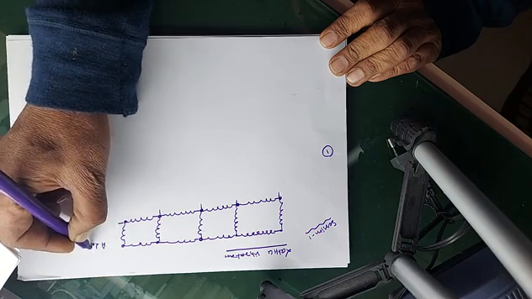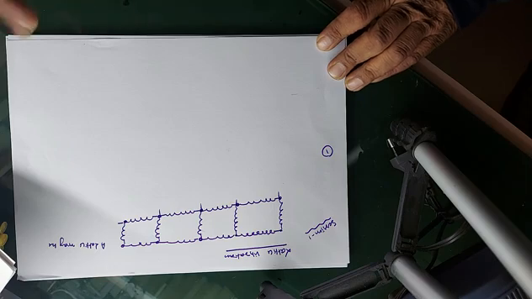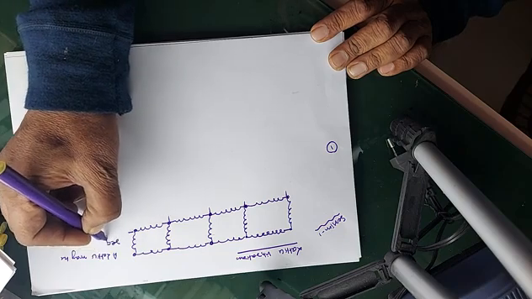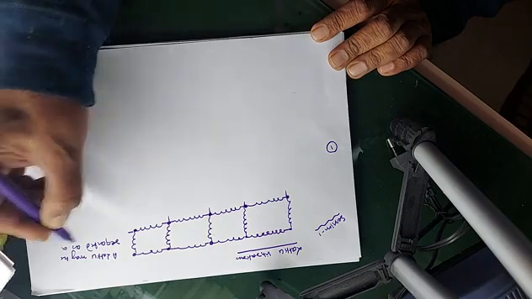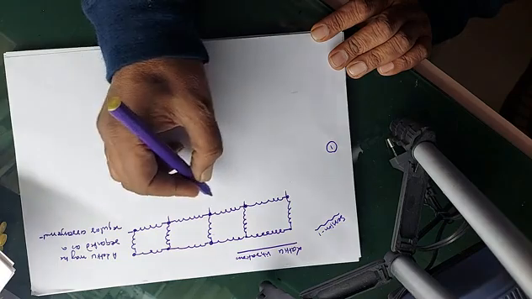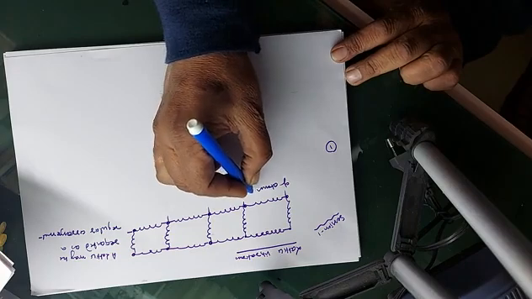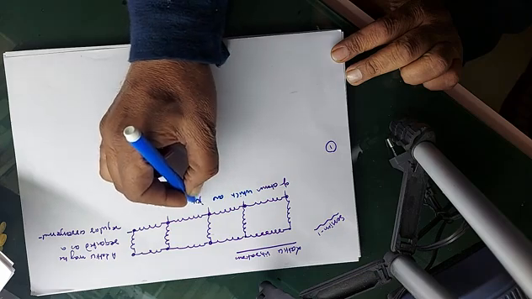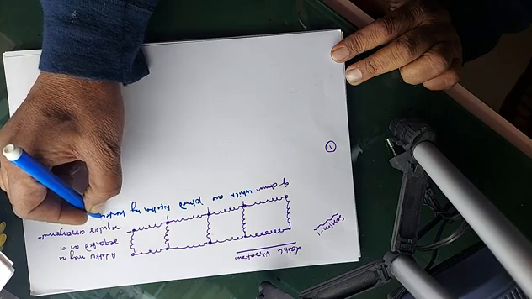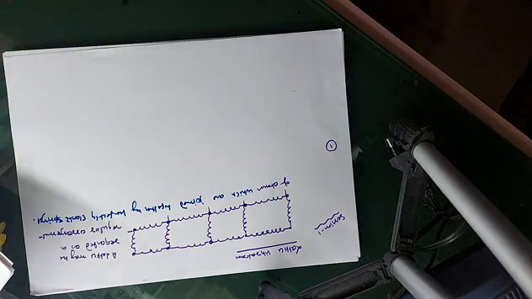A lattice may be regarded as a regular arrangement of atoms, which are joined together by perfectly elastic springs. Means springs which obey Hooke's law.